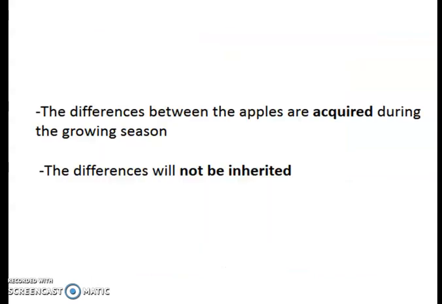Is there any particular reason for these variations? The answer is that these differences between the apples are acquired during the growing season. These differences are not inherited. These variations are not taken from the properties of the apple. It means there are factors other than inherited factors that can bring variations.